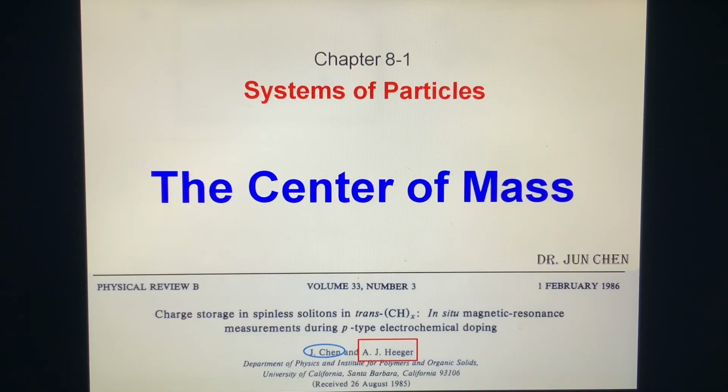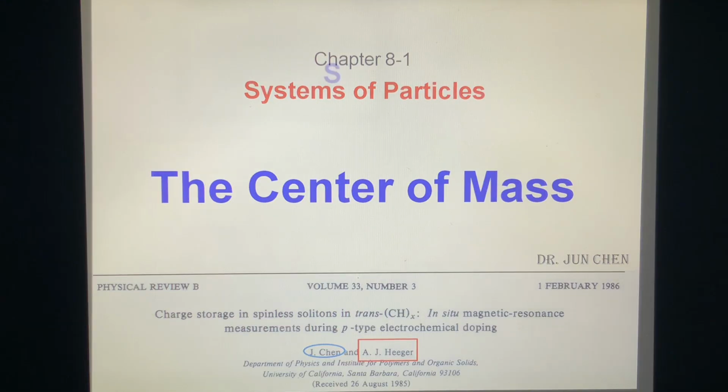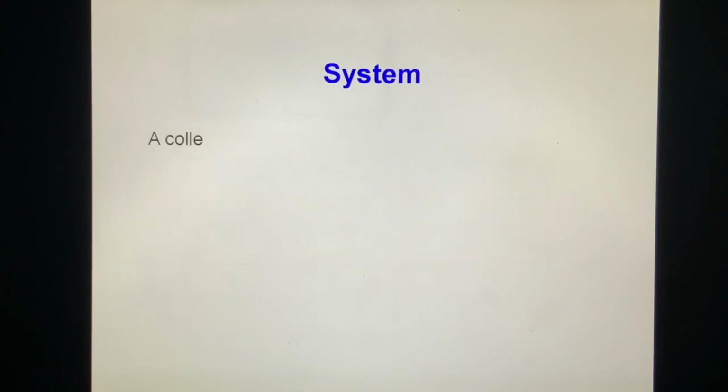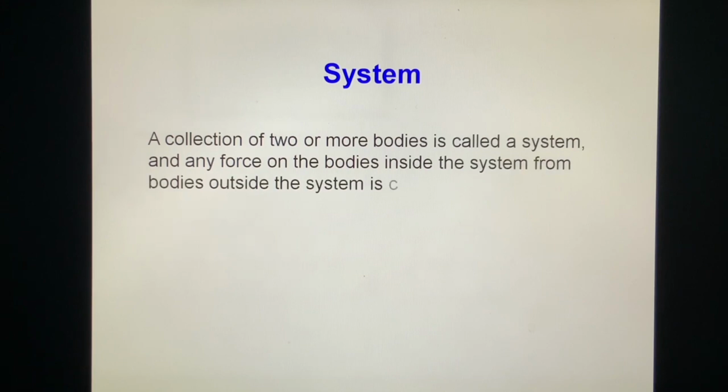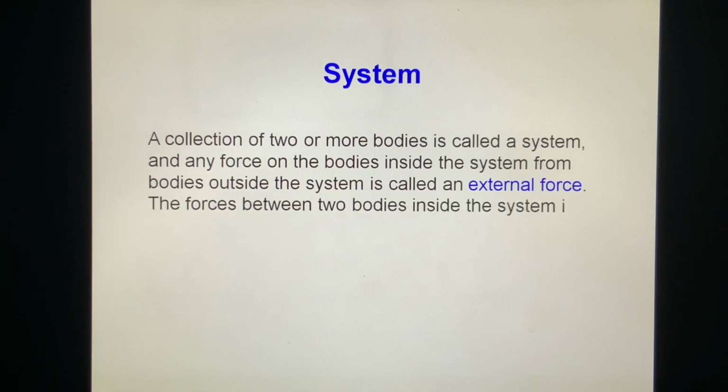The center of mass system. A collection of two or more bodies is called a system. And any force on the bodies inside the system from bodies outside the system is called an external force. The forces between two bodies inside the system are called internal forces.